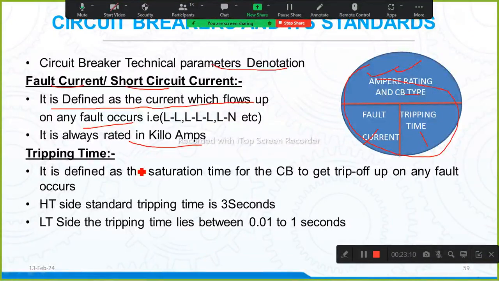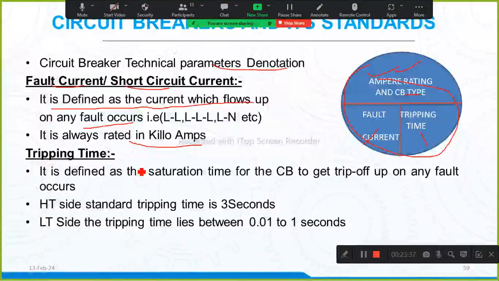And on the HT side the tripping time is always 3 seconds, but on the LT side the tripping time lies between 0.01 second to 1 second. On the HT side, by default from the manufacturer it's 3 seconds only, but on the LT side it lies between 0.01 second to 1 second. So we need to calculate the saturation time in that 0.01 to 1 second range. Am I clear? Yes, sir.